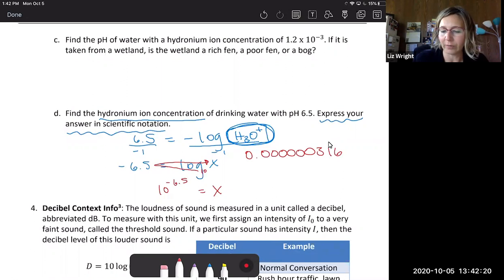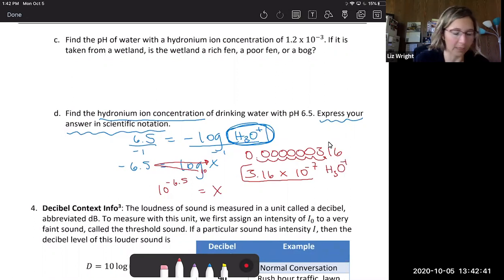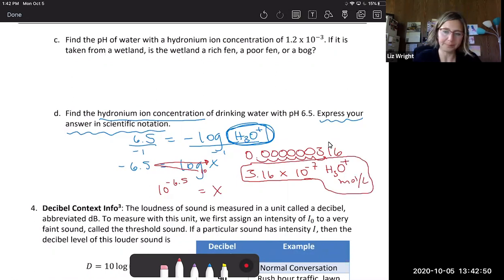So then we're going to convert that into scientific notation. We're going to go 1, 2, 3, 4, 5, 6, 7, and it's going to be 3.16 times 10 to the negative 7th. And then I'm actually going to put my label in there too before I box my answer, but it's going to be H3O positive moles per liter is my label for that.